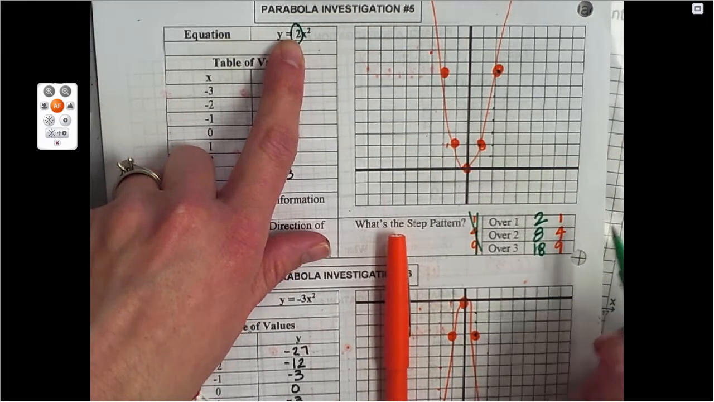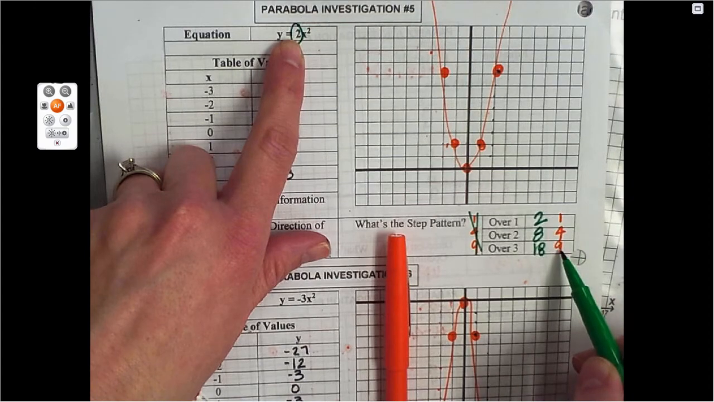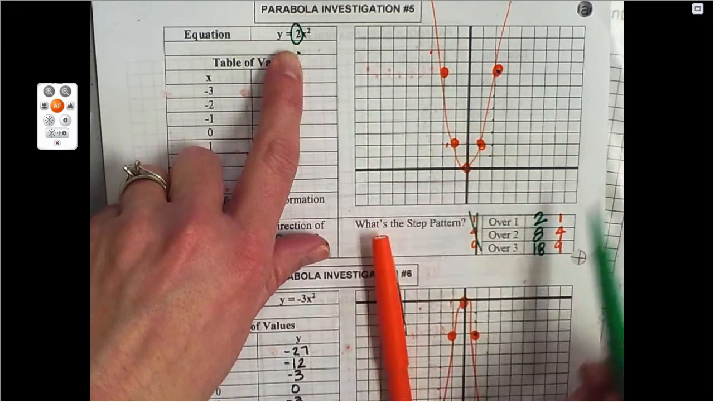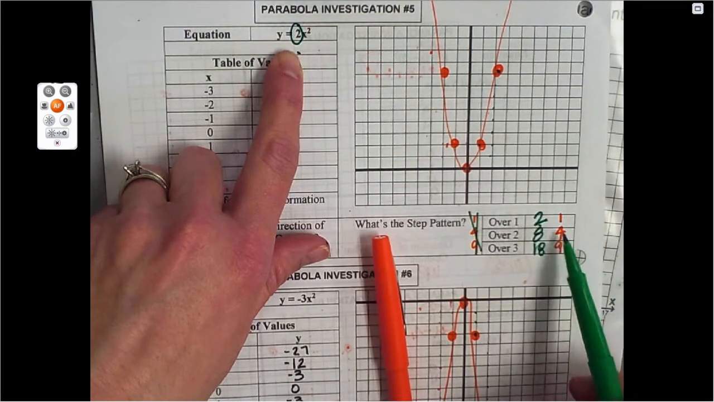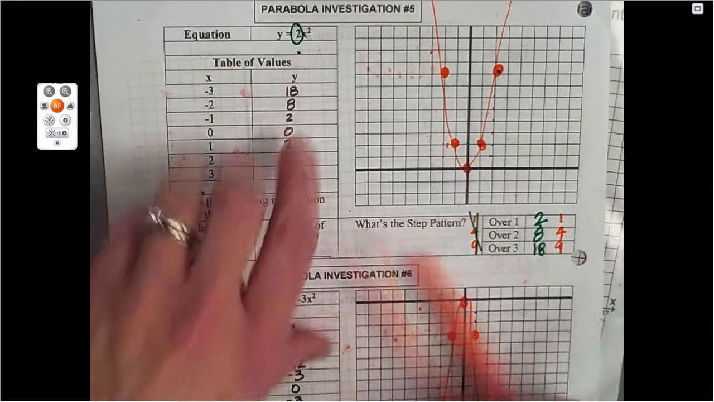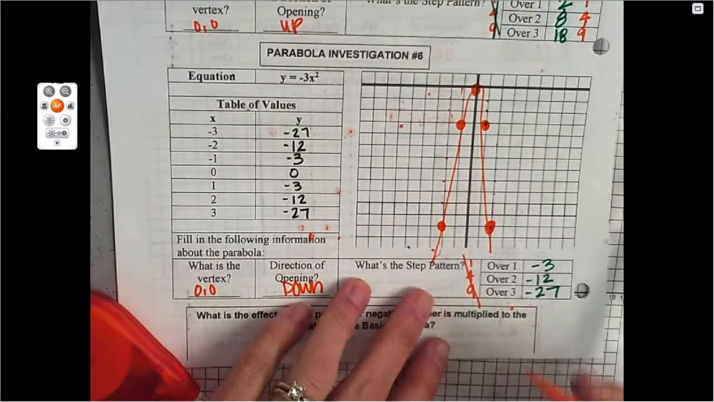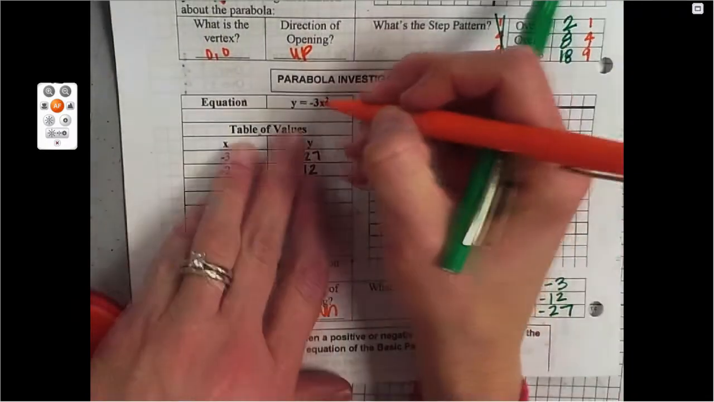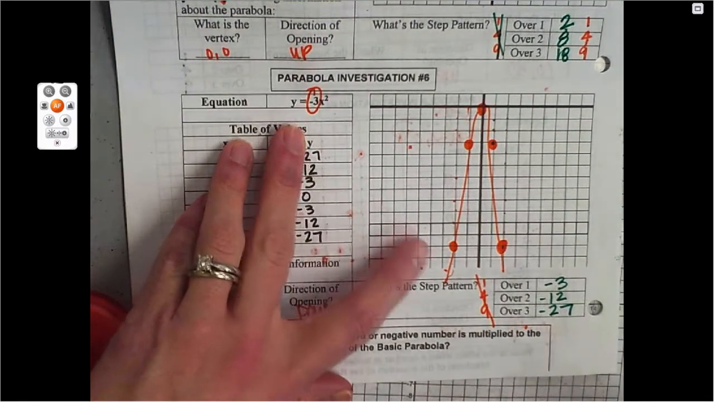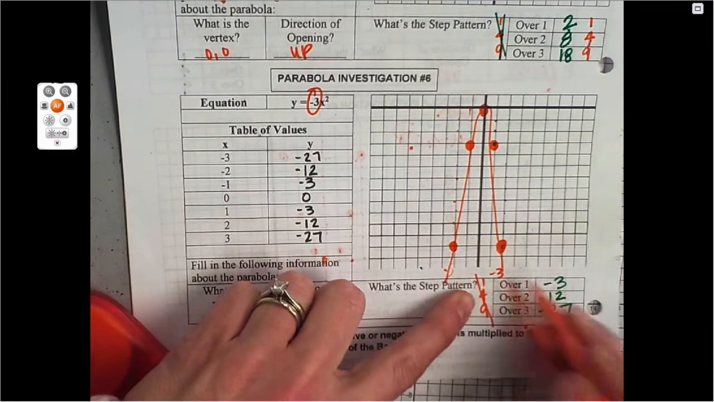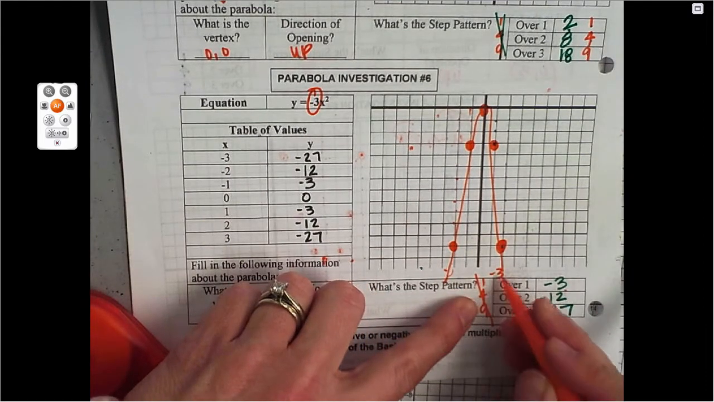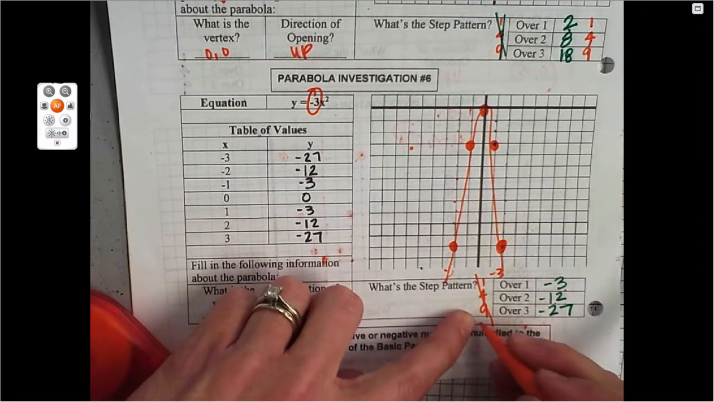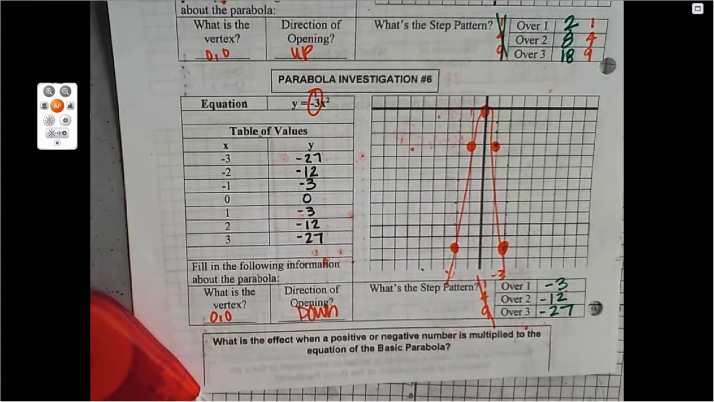Look here. So the original is 1, 4, 9. There's a 2 out in front. 1 times 2 is 2. 4 times 2 is 8. 9 times 2 is 18. Right here, the original step pattern is 1, 4, 9, but there's a -3 out in the front. 1 times -3 is -3. 4 times -3 is -12. 9 times -3 is -27.